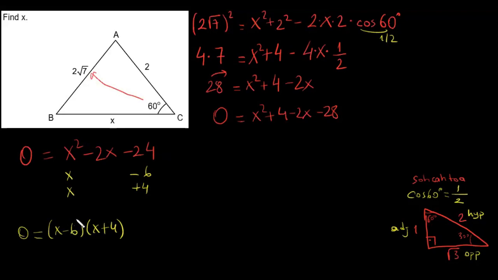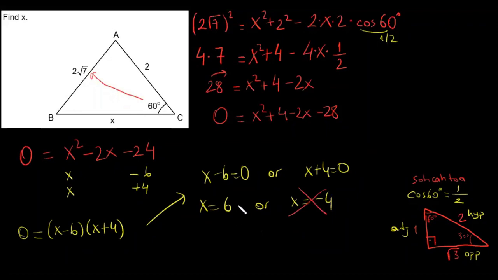So when I multiply 2 expressions and I get 0, then that means at least one of them must be 0, right? So it means x minus 6 is equal to 0, or x plus 4 is equal to 0. X is equal to 6, or x is equal to negative 4. But x cannot be negative 4 because x is a length, the length of BC, and the length cannot be a negative number. So it is not the answer. This is the answer. X is equal to 6.